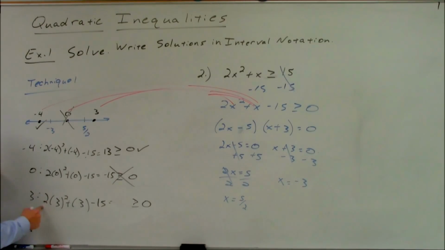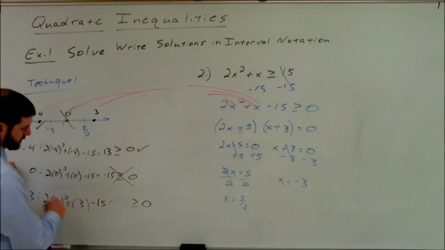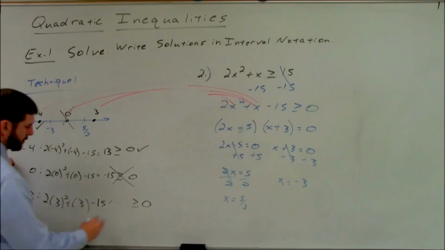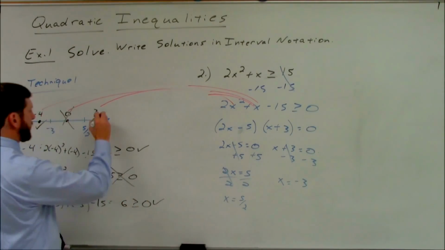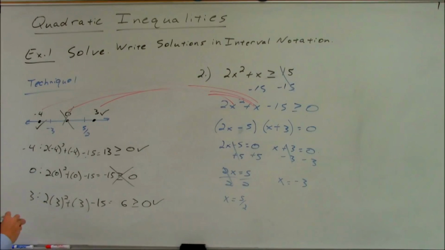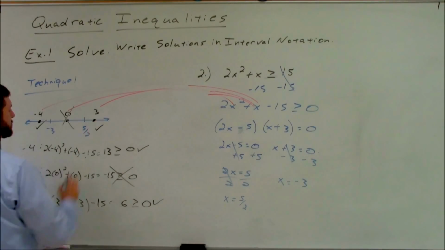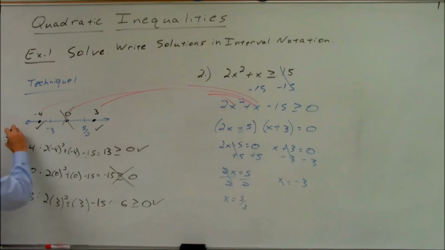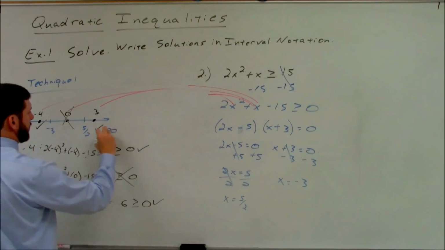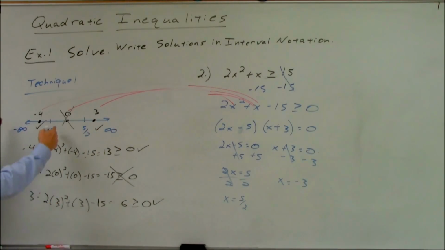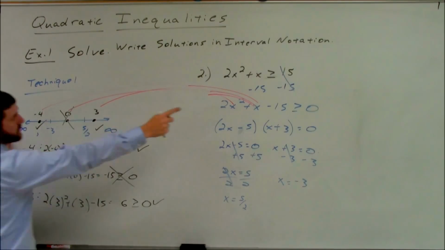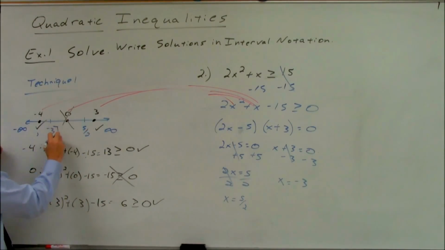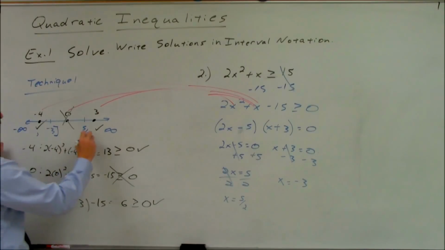3 squared is 9. 9 times 2 is 18. 18 and 3 is 21. 21 minus 15 is 6. So that interval also works. So since outside intervals work, we're going to work all the way to negative infinity and positive infinity. So I just need this outside, so put a comma between them. And since it has the or equal to, we put the bracket on it.